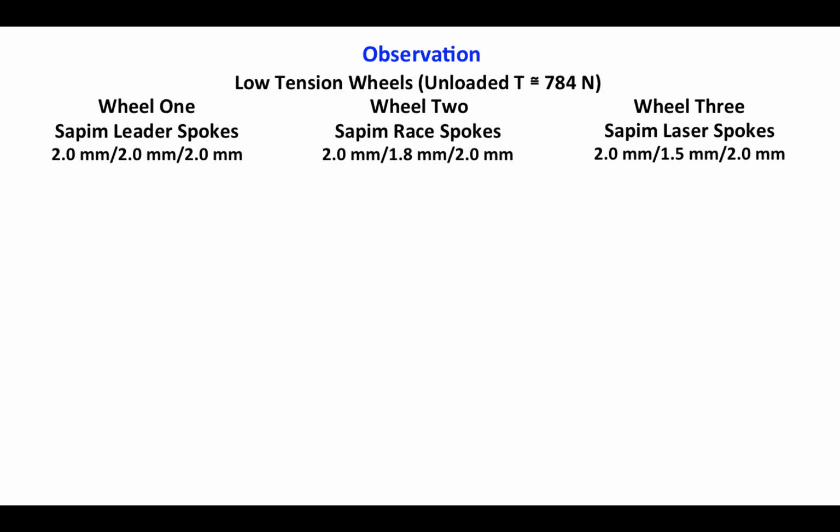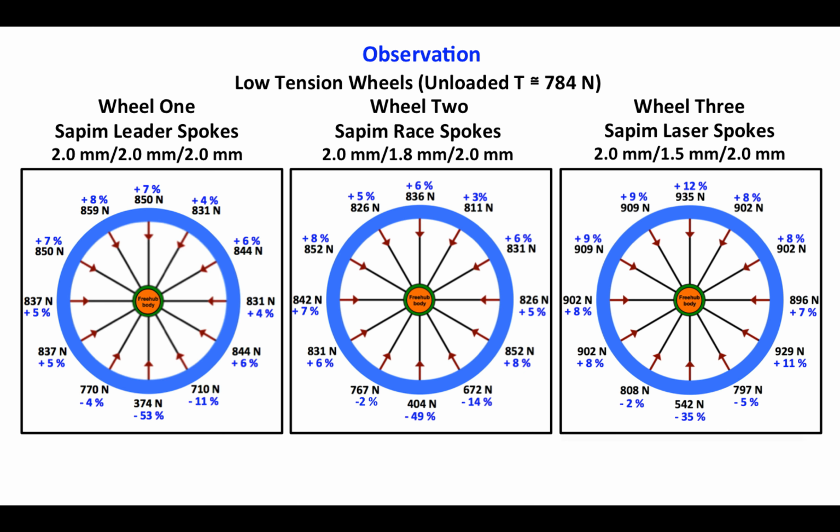Another observation is this: when we looked at our low spoke tension wheels with an unloaded tension of about 784 newtons, and then we compared wheel 1, 2, and 3, the only difference between them was in the spokes that were used, and we found these graphs and a decrease going from left to right of tension in the load-bearing zone from 53% loss of tension to 49 to 35.